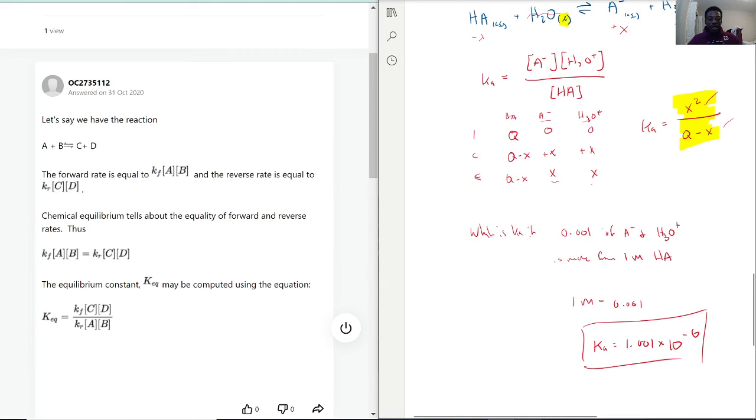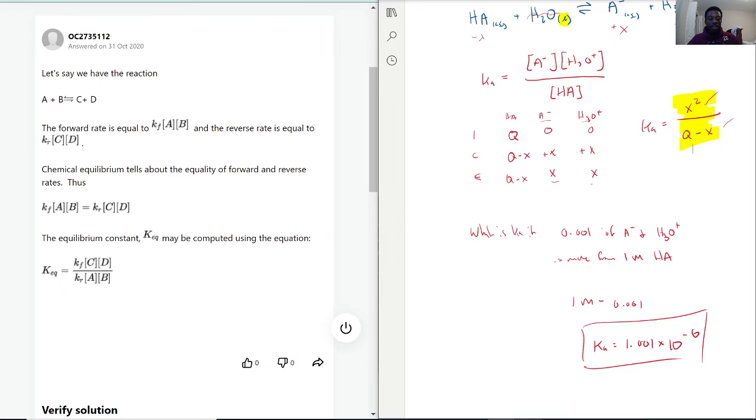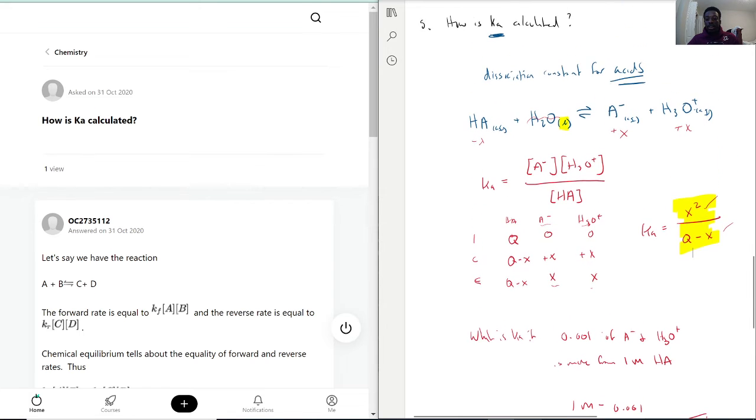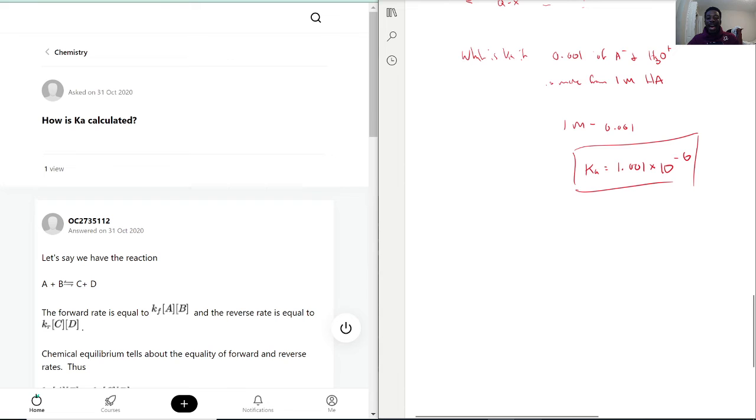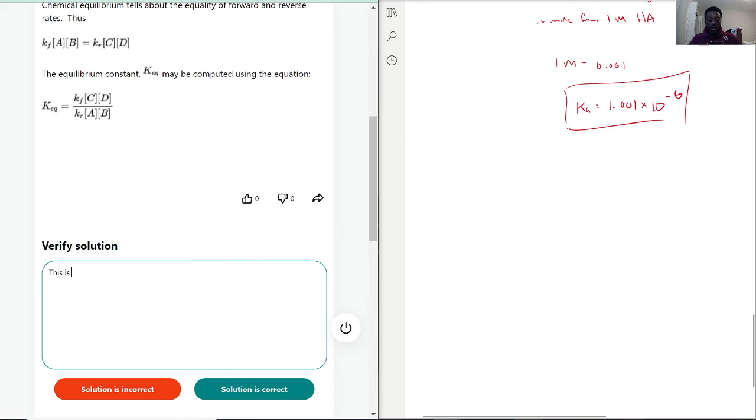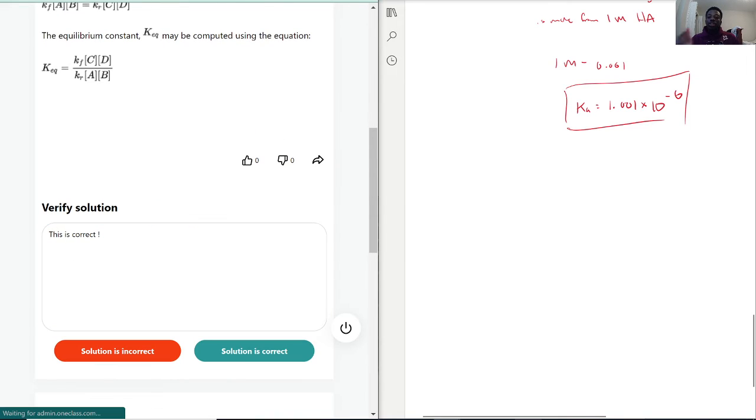So as they said, it is products over reactants. They have CD over AB. They're thinking more like K equilibrium, which is a general term for just the dissociation at equilibrium. But for Ka specifically, we're referring to a dissociation of an acid. So this is still correct, because at least it has the basic breakdown of products over reactants, but Ka works just slightly differently than just finding the Keq. So with that, let's move on to number 6.